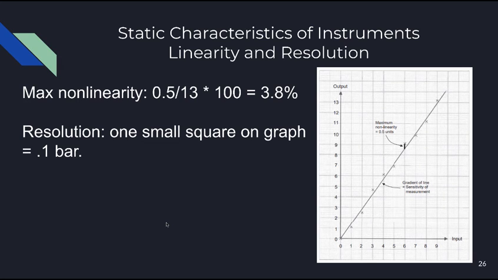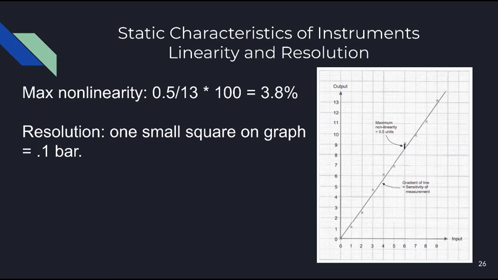Well, the maximum nonlinearity is the maximum deviation of any data point away from the straight line through the data points. This is shown by the thick line here. The length of this line is 0.5 units, which translates to 0.5 volts. The full scale deflection is 13 units, which translates to 13 volts. The maximum nonlinearity can therefore be expressed as 0.5 over 13 times 100, or 3.8% of the full scale deflection.